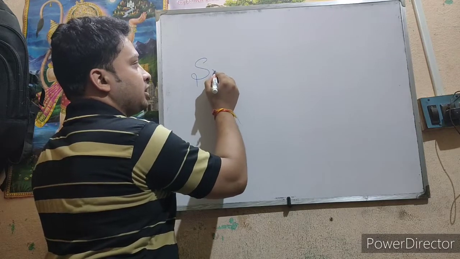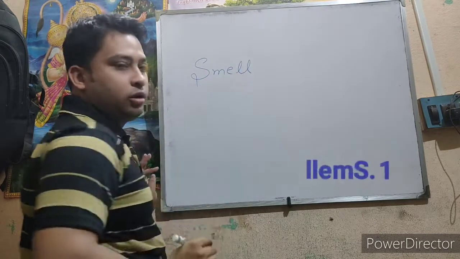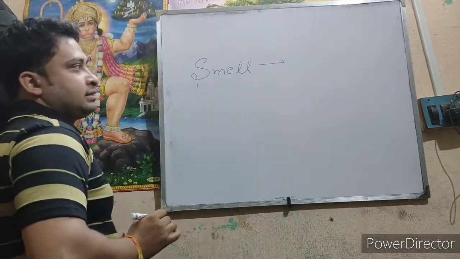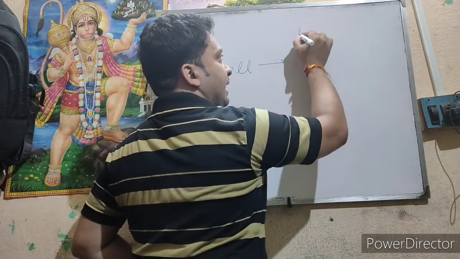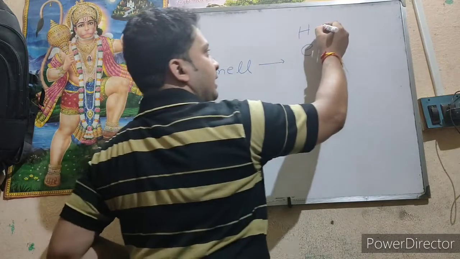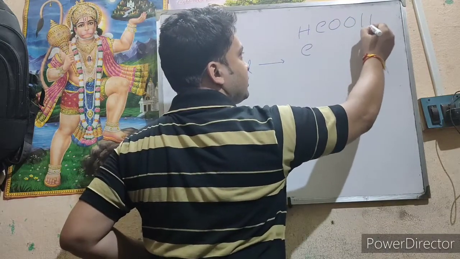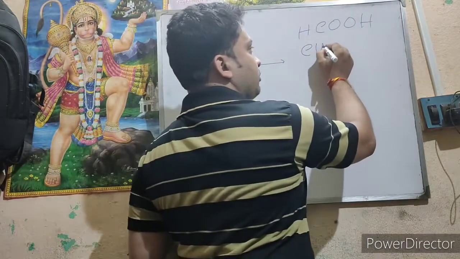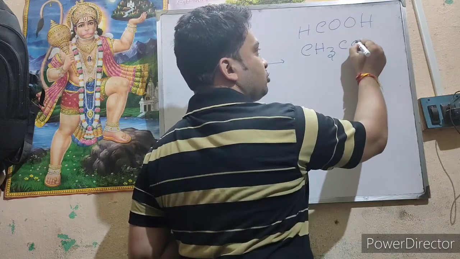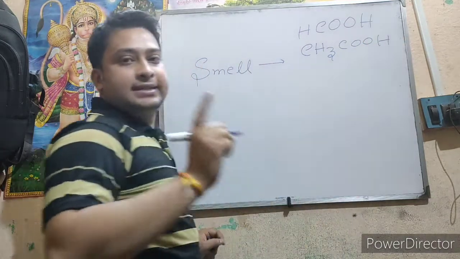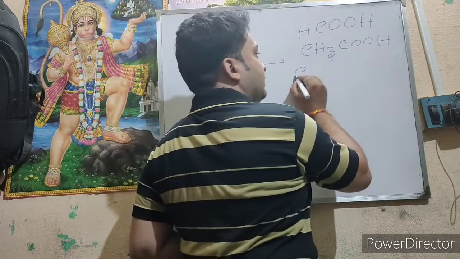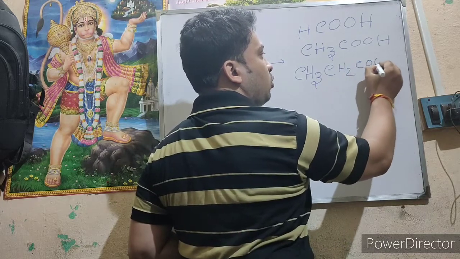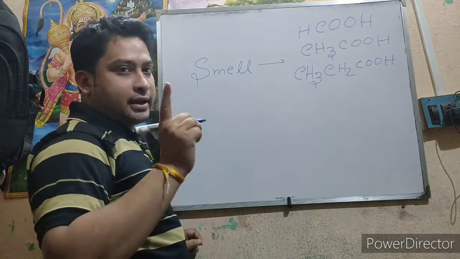Which compounds give you smell? Just think. HCOOH, this is formic acid, and the next, CH3COOH, this is acetic acid, and the third one is CH3CH2COOH, this is propionic acid.